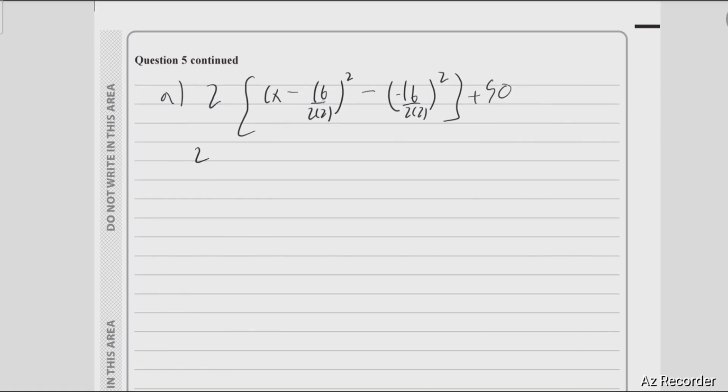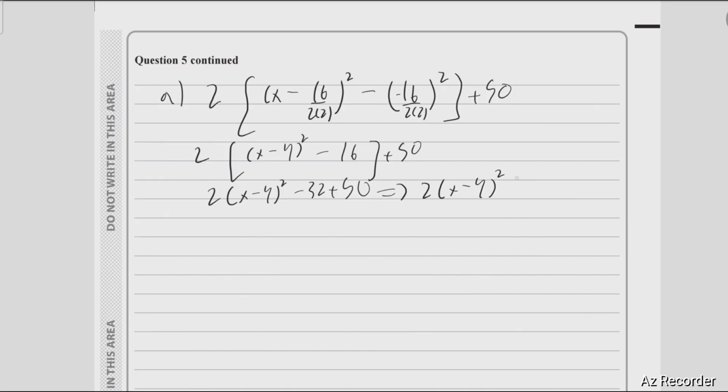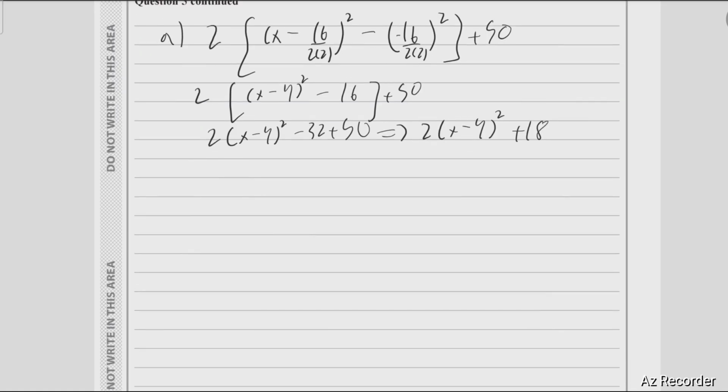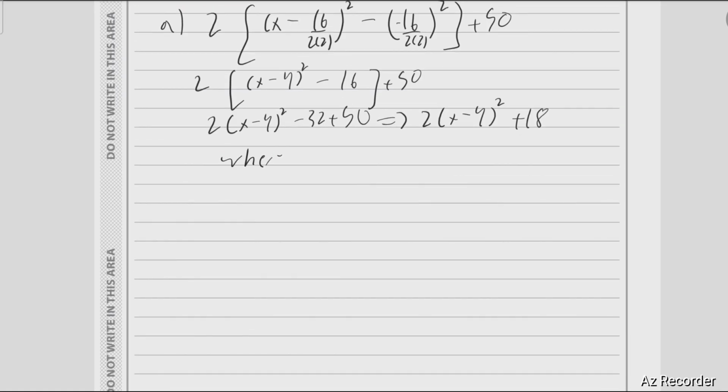Now 16 over 4 is 4, so that's just 4. 2 times (x minus 4) squared minus 4 squared, which is 16, plus 50. 2 times (x minus 4) squared minus 32 plus 50. So 2(x minus 4) squared plus 18, where a equals 2, b equals negative 4, c equals 18.